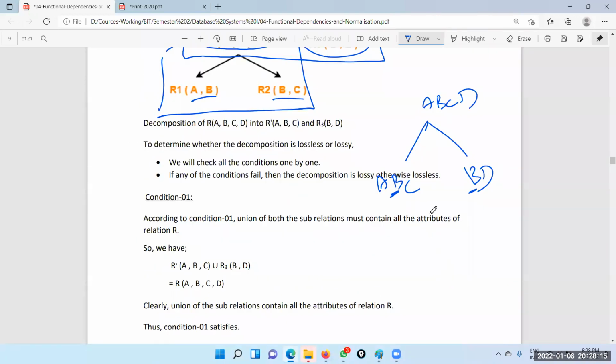So what is our intersection? B. Our intersection is B.